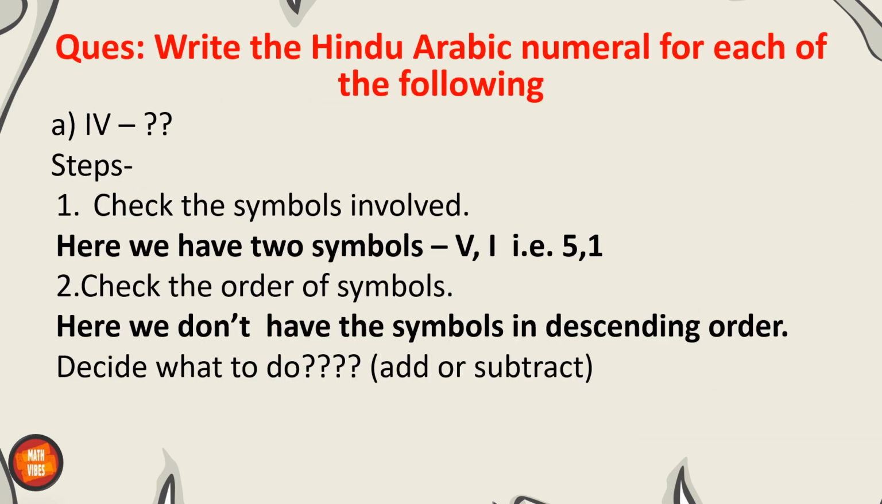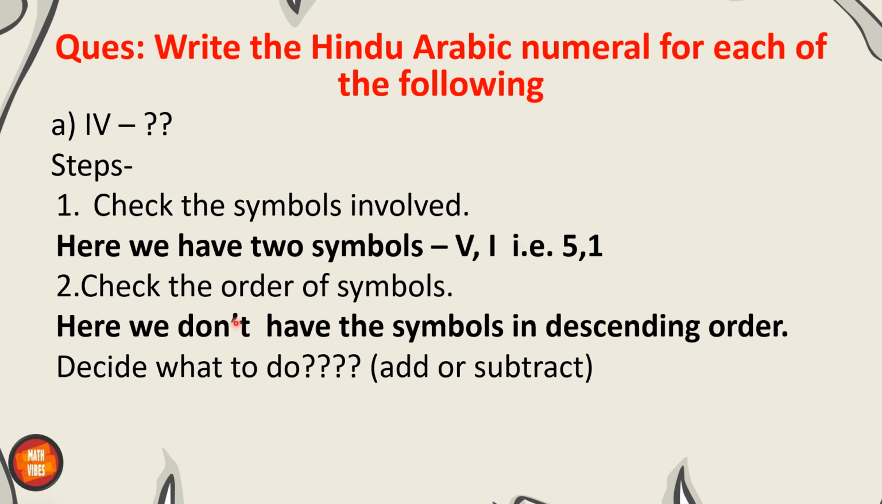Moving on, let's do some questions and then we will see whether we have understood or not. Firstly, I will explain step by step, and then we will keep on skipping writing those steps. If I have to write the Hindu-Arabic numeral for each of the following, how do we do it? Suppose the Roman number is IV. The steps are, firstly, you check the symbols that are involved. V is used, I is used. V is for 5 and I is for 1.